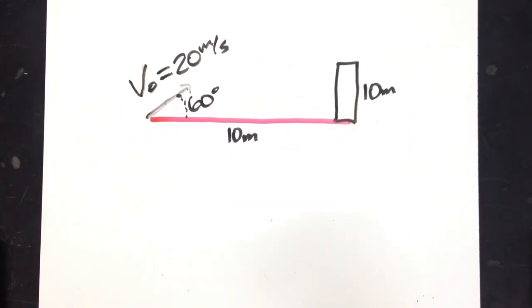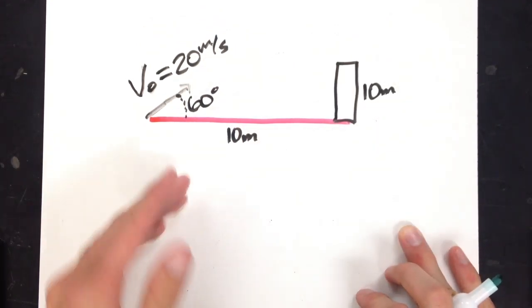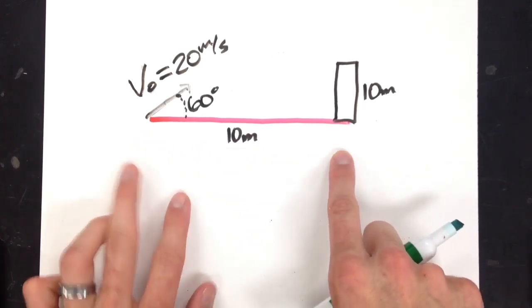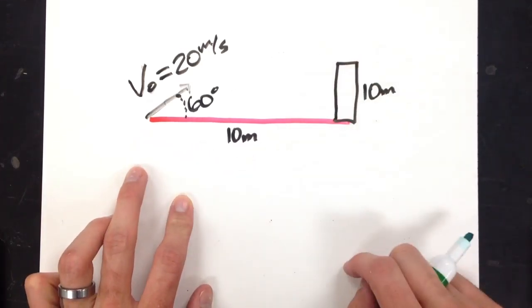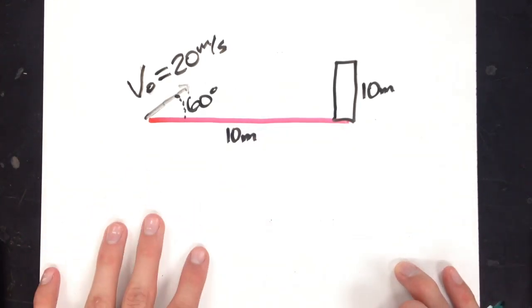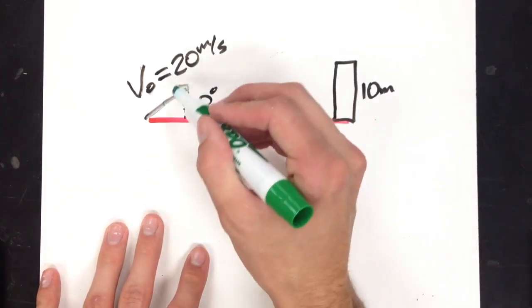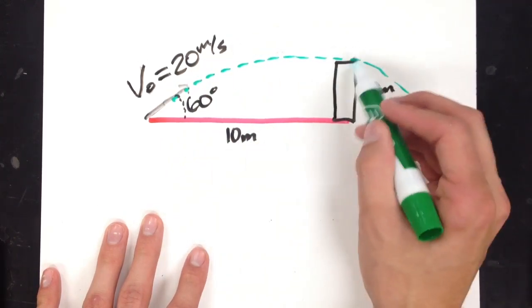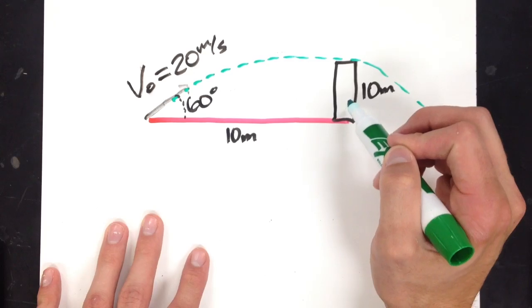So here we've got an initial velocity of a projectile at 20 meters per second, launched at an angle of 60 degrees from a wall that is 10 meters away and 10 meters tall. Now this is not to scale at all, but you get the idea. And the goal is to figure out if somewhere along the path this ball clears this wall.